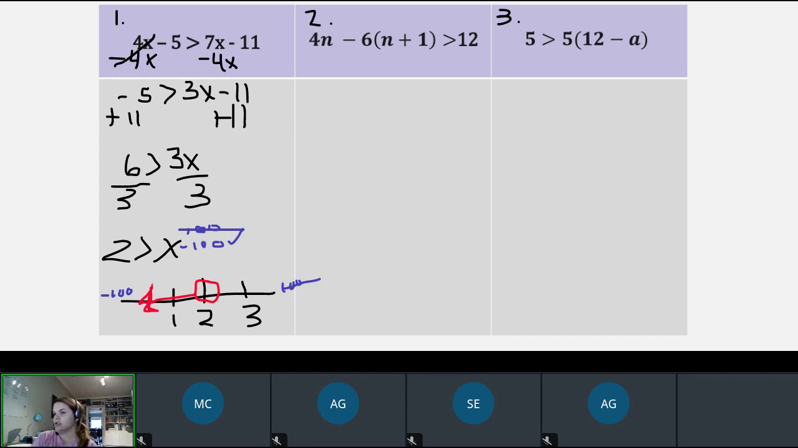All right, let's go ahead and try number 2. I'm going to give you a hint. This negative 6 needs to be distributed first. Then we will combine like terms on the left side. So y'all go ahead and get started on that one. If you need a little help, I can help you get started. So negative 6n.